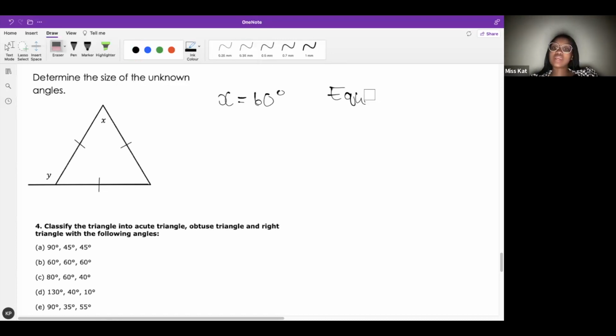Is this an aqua triangle? I'm kidding. Equilateral triangle. Okay, so we have X. Now you're going to find Y. Are there any hands? No. How are we going to find Y?